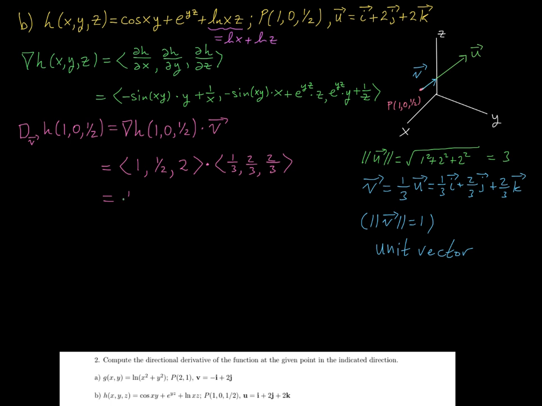Just about there, we can now take this dot product, so we get 1/3 plus another 1/3 plus 4/3. So that's a total of what? 6/3, so 2. All right, and so that would be our directional derivative. So again, if h was computing the temperature at a certain point, then we'd be saying that the temperature would be increasing at the rate of 2 degrees Celsius per meter as we move in the direction of this vector u. All right, great. We'll stop there.